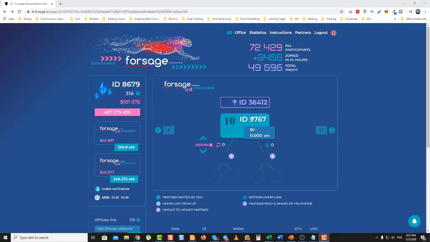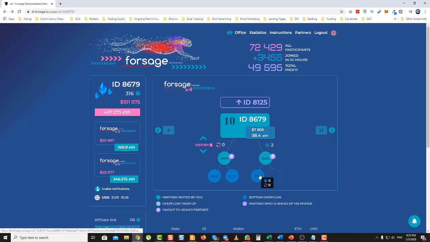He fell on the matrix of 36412. If 9492 was active on the 10th slot, it would have fallen in his matrix, but he was not active, so it fell in 36412. Okay, I don't know why specifically this number, but that's how it happened. So now what happened is this guy appeared as a bottom overflow over here in my account.